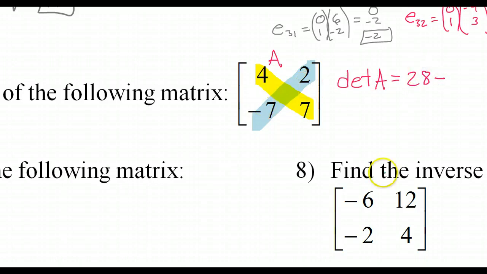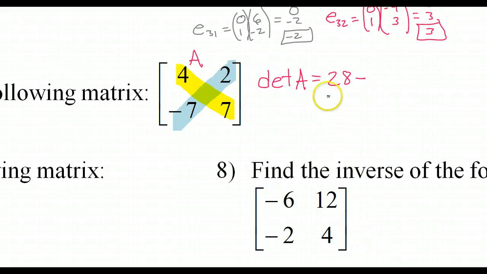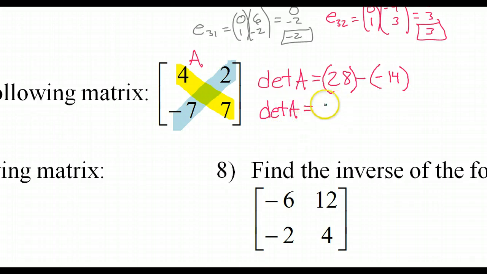minus, be careful. In fact, usually I do this: down diagonal minus up diagonal. So that's 28 minus negative 14, all right? Watch for the minus negative. So of course that means we're going to wind up doing addition. So the determinant of what we're now calling matrix A will be 28 plus 14, which of course is 42.